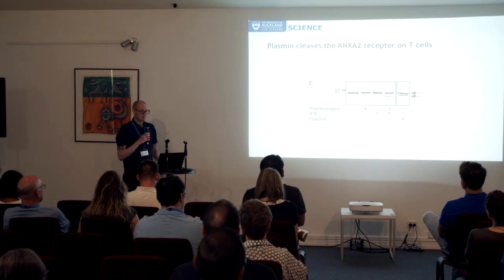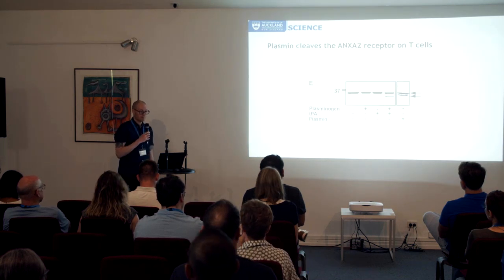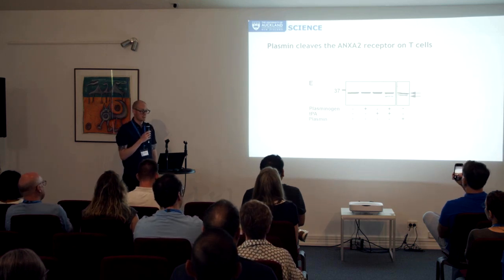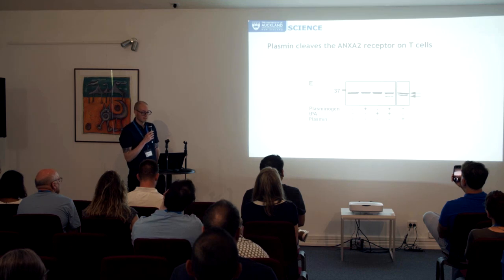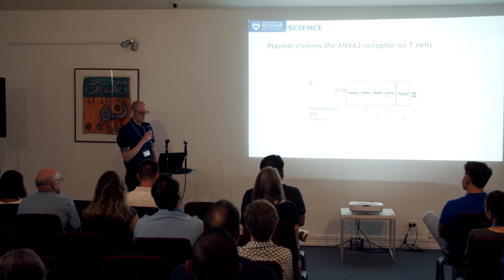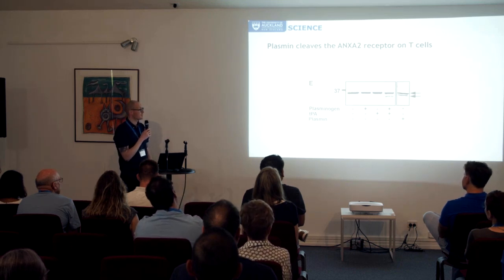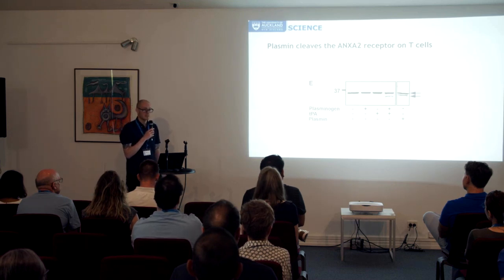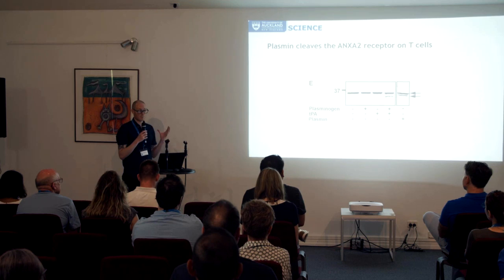Then we looked at how this works. And we found that the plasminogen receptor annexin A2 was actually cleaved by active plasmin, as shown in the last 2 lanes of this Western blot, which has been reported in the literature. When it's cleaved, the receptor complex falls apart and is internalized and can affect signaling inside the cell.